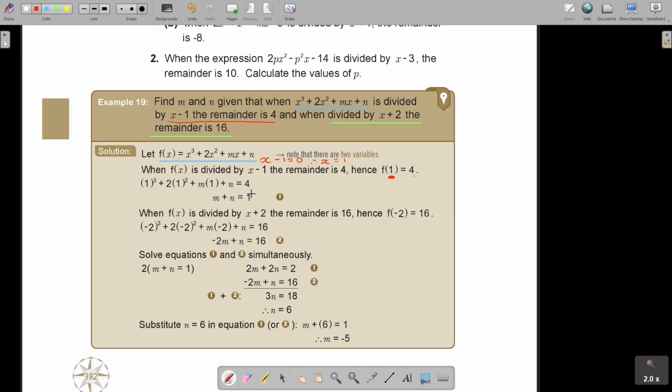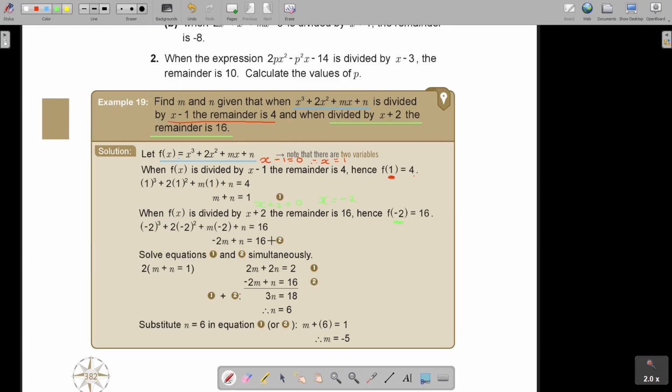Then you do the same, but just remember now it's x plus 2. Can you remember? You put it equal to 0, and if you take the 2 over, it's negative 2. And that's where the negative 2 comes from. So if I substitute negative 2, I will get 16. And that's exactly what I did, and there is my equation.